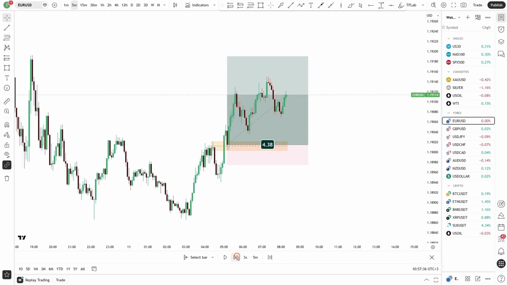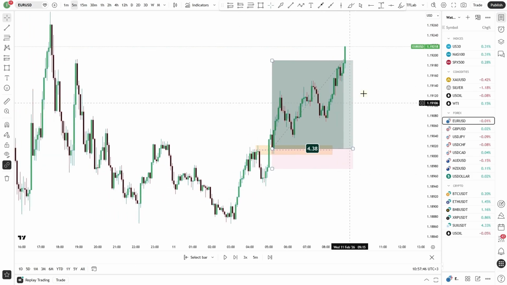Right, let's wait. We see that the pullback came close, and at this point I was able to reach my take profit. Alright, let's go and review another example together. Let's see how we can use this pattern.